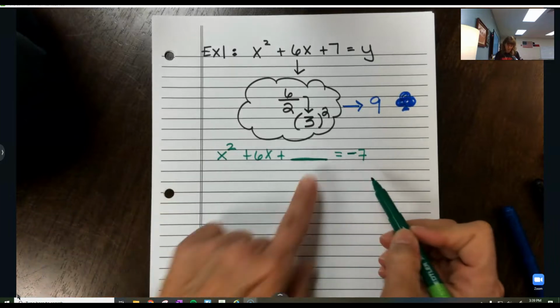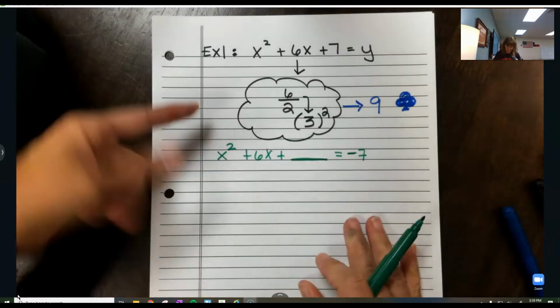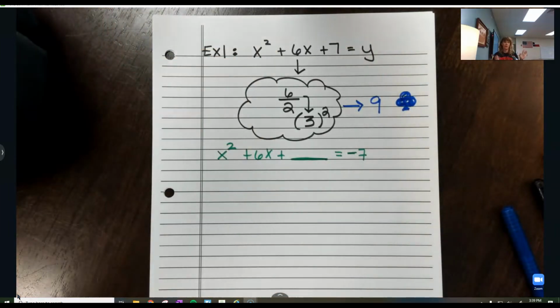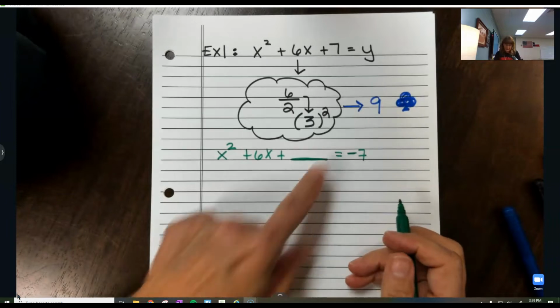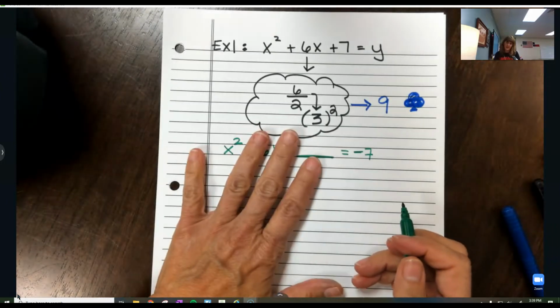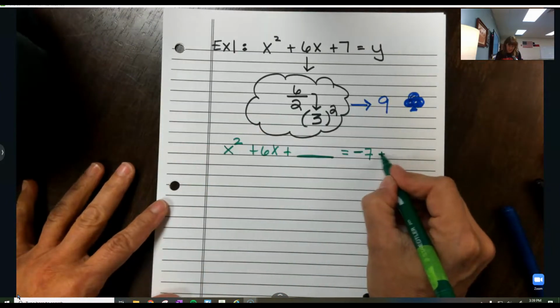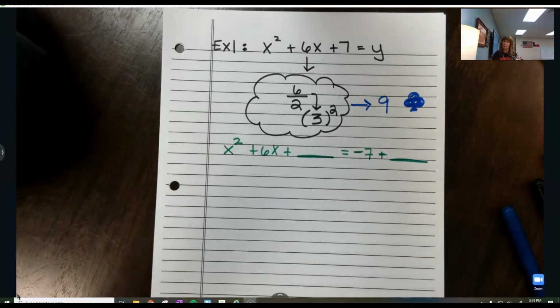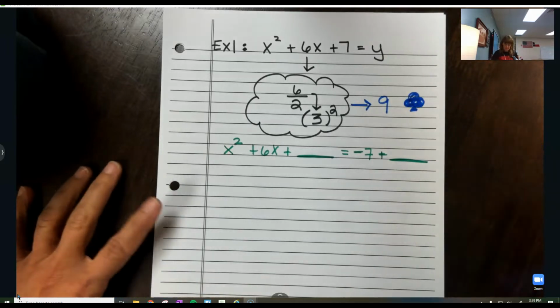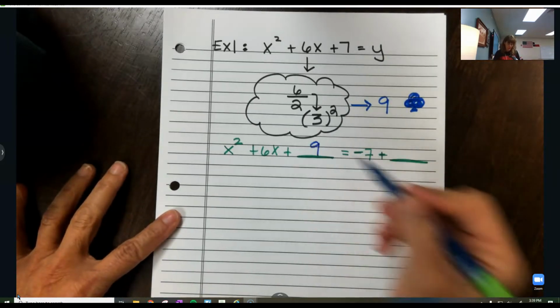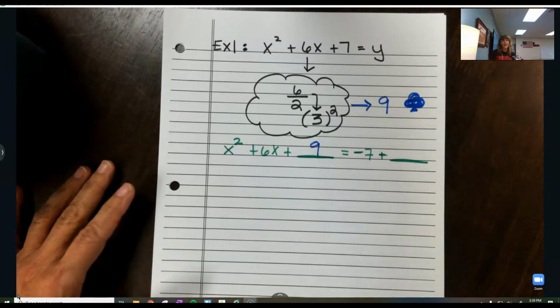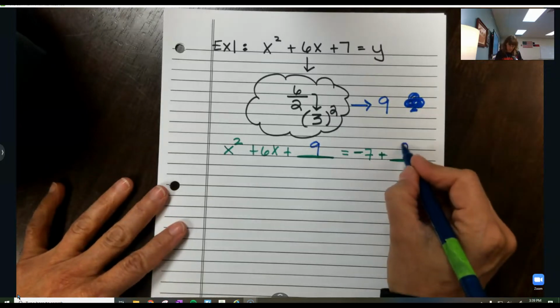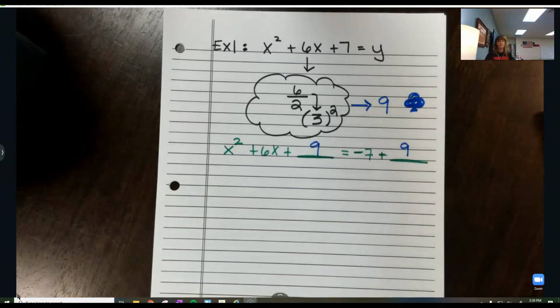So remember, I'm adding a value here that was nowhere in the equation at all. So remember, we have to keep it balanced. So when I put that 9 on this side, I have to put the 9 on the other side because it is an equation. It has to be equal. So this 9 is going to go on the left side. That 9 is also going to go on the right side.